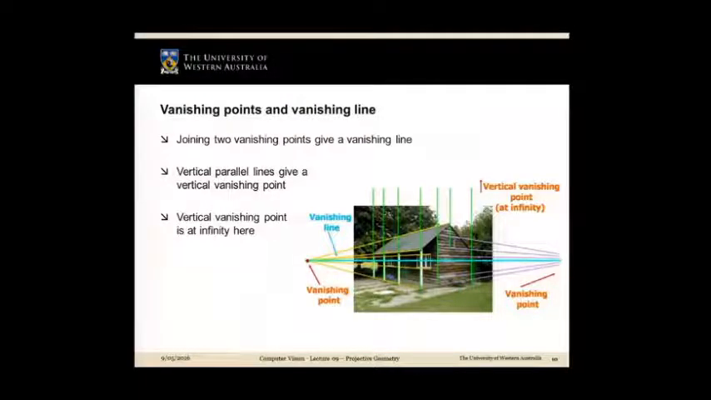Vertical parallel lines give a vertical vanishing point, and the vertical vanishing point in this particular case is at infinity. If you can see, again, they meet at some far off point. All these parallel lines converge at some far off point, and we say that, okay, that point is at infinity.